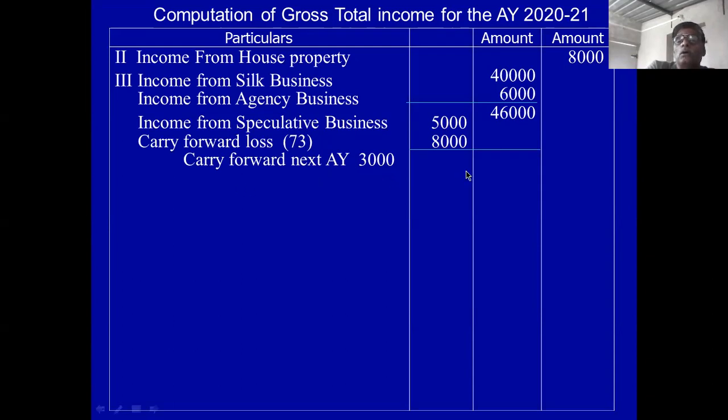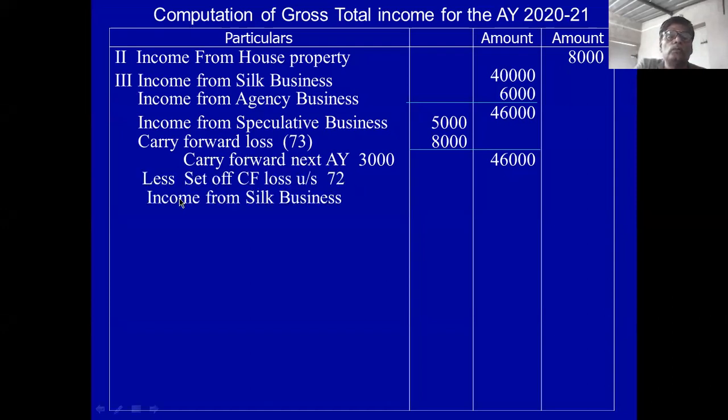Remember this. Okay. And your regular business income is 40,000, 6,000. Income from business is 46,000. In this 46,000, you deduct regular business carry forward from previous year under section 72. Income from silk business 5,000, loss is there. You write this as a loss. Silk business loss carry forward 5,000. Agency business 5,000.